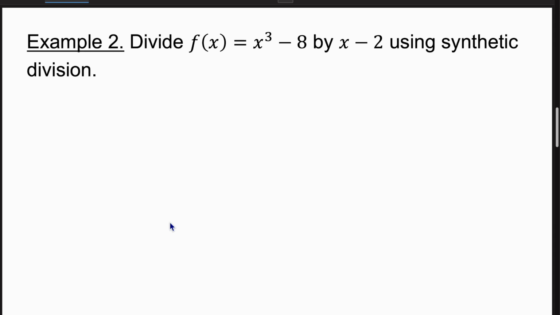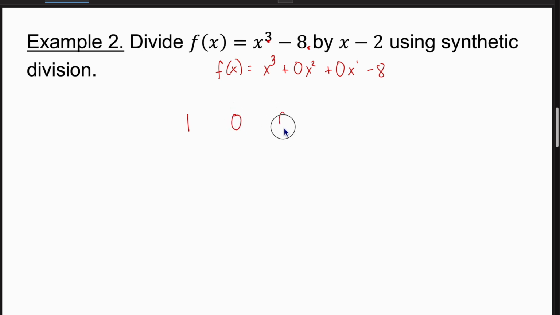Example number 2. F of x is equal to x cubed minus 8. Divide by x minus 2. So, first na i-check, descending order ba siya? 3, 0. Okay, descending. Meron bang nawawalang mga terms? Yes. Nawawala yung x squared at nawawala yung x raised to 1. So, we first have to fill in x cubed plus 0x squared plus 0 times x raised to 1 minus 8.